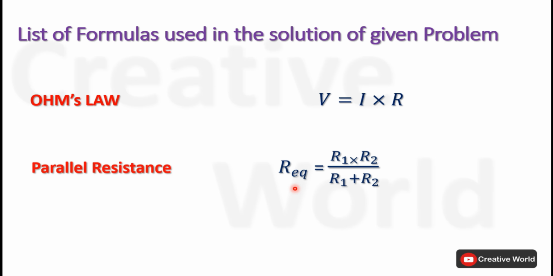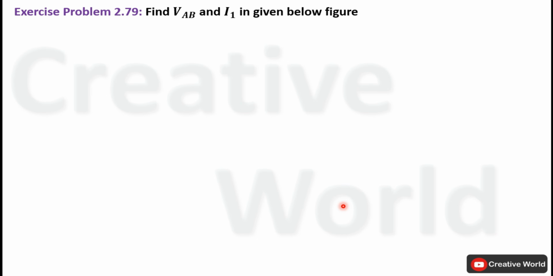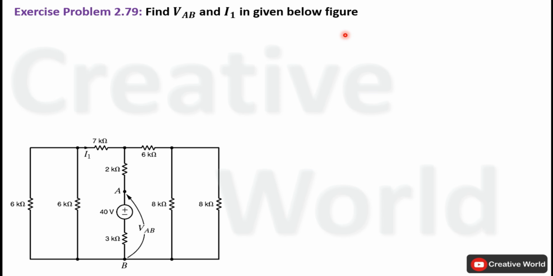We also will be using the parallel equivalent resistance calculation formula. R equivalent of two parallel connected resistances is calculated by taking the product of both resistances divided by their sum. Now move towards the problem. Exercise problem number 2.79. Find voltage VAB and current I1 in the given figure.